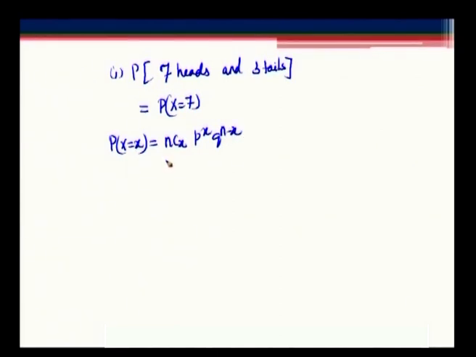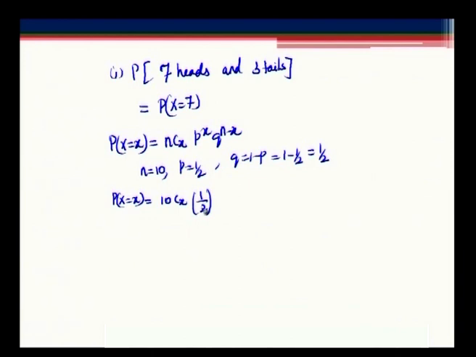We will substitute the values for n, p and q. q is 1 minus p, right. So, n is 10, p is 1 by 2 and q is equal to 1 minus p, which is equal to 1 minus 1 by 2, which is also 1 by 2. Okay. So, substituting the values, P of x is equal to 10 c x (1 by 2) whole power x and (1 by 2) whole power 10 minus x.